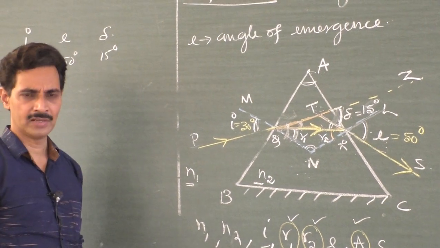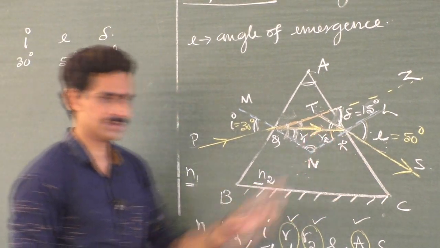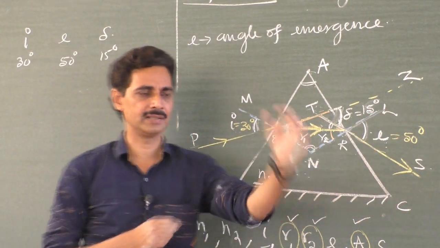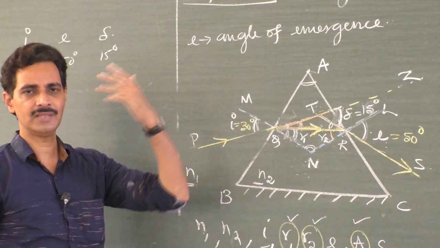Now, this need not be done. Shall I put a ray of light in the reverse direction? You need not do that. What you can do is simply change the prism and keep it like this. Whole thing gets reversed. Very simple.